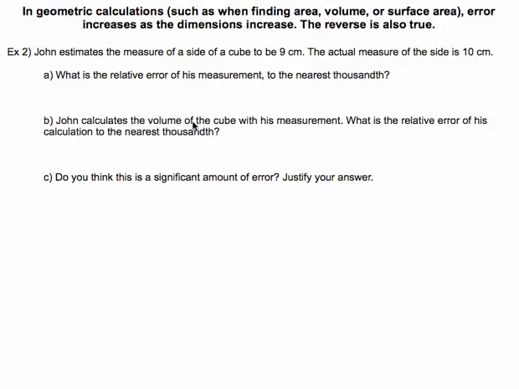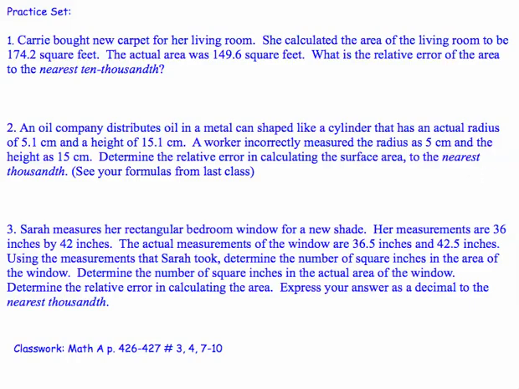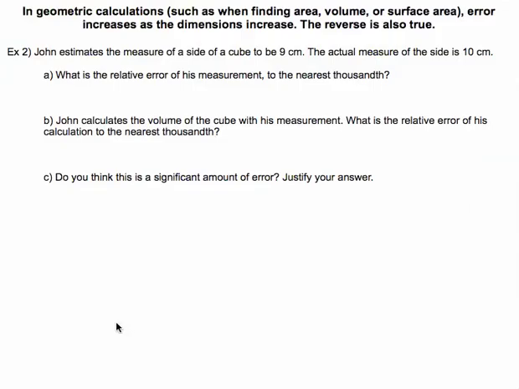Be careful with example 2 because it's asking you for the relative error of the volume at the end. Part A is asking what's the relative error of his original measurement, and B is asking for the relative error of the actual volume of the cube. Once you answer these 3 parts, try the practice set and I will post the solutions online. But if you need to, go back and copy these notes again, and that is all.